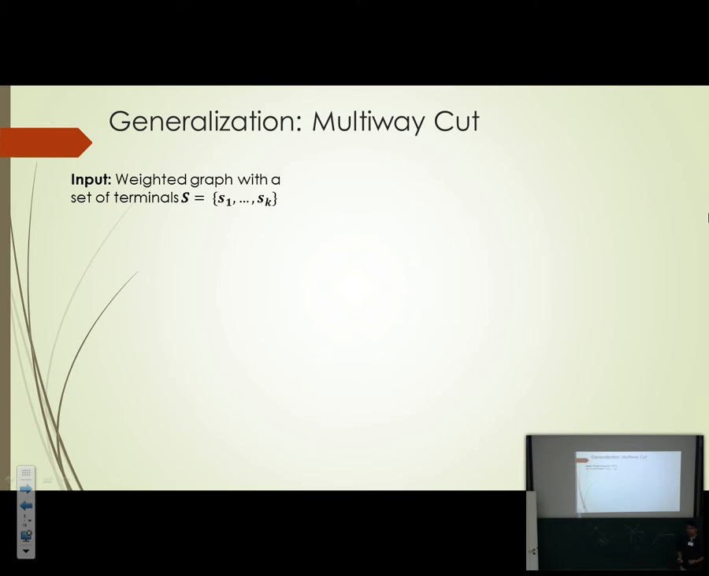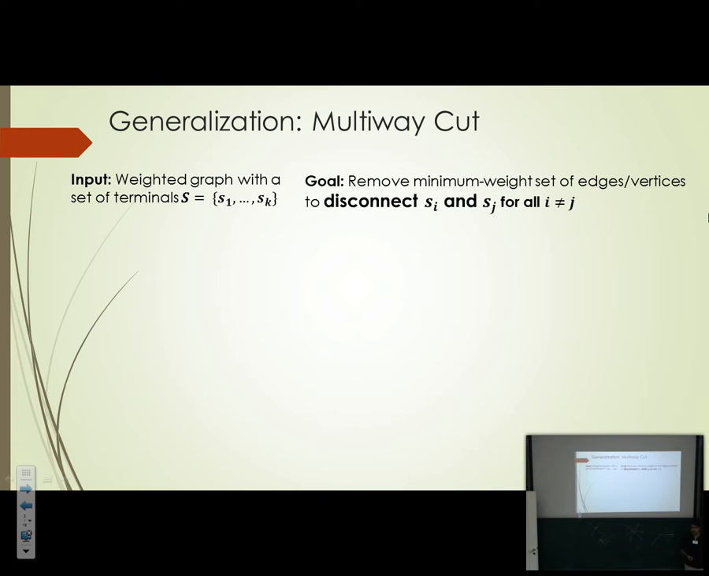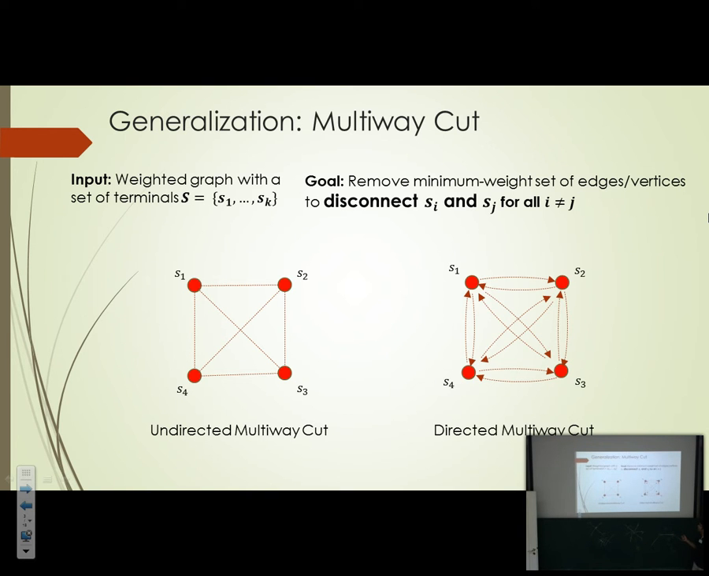In this, we are given again a weighted graph. Weights can be on edges or nodes. The graph can be directed or undirected. And we are given a special set of vertices which we call terminals, S1 to Sk. The goal is to remove a minimum weight set of edges or nodes such that we disconnect all pairs of terminals. Now this notion of disconnection is different for directed and undirected graphs. For example, if we have an undirected graph with 4 terminals, we want to remove all paths from S1 to S2, S1 to S3, S1 to S4 and so on. Whereas if we have a directed graph, then we want to remove paths from S1 to S2 and S2 to S1, S2 to S3 and S3 to S2 and so on.